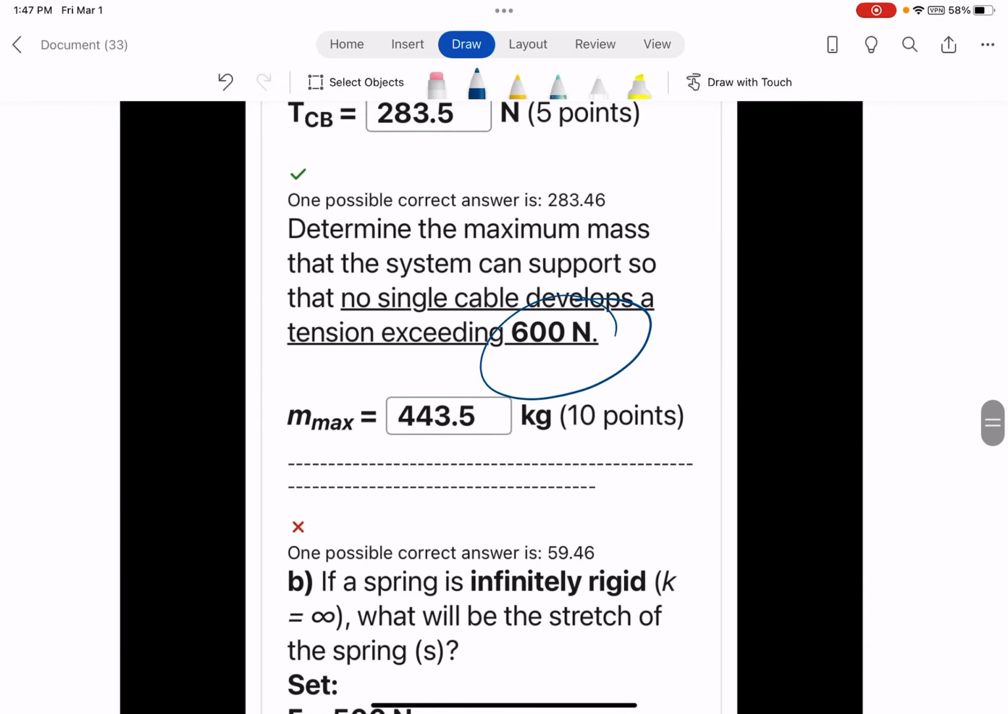You can see it here. The answer that was put is wrong, and the answer is 59.5 kilograms.